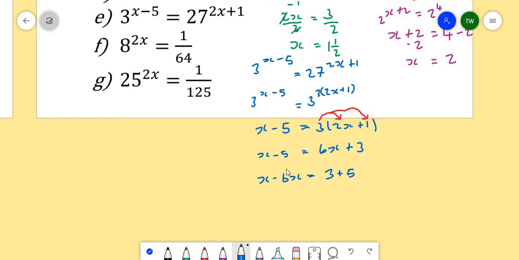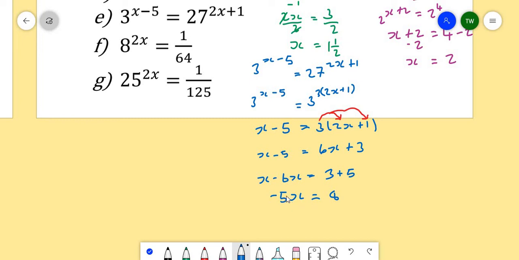And here, by doing that, note that the like terms are on one side. Now I have x minus 6x, that's going to give me minus 5x, which is equal to 3 plus 5, that's going to give me 8. And at this stage now, I need to get x by itself.